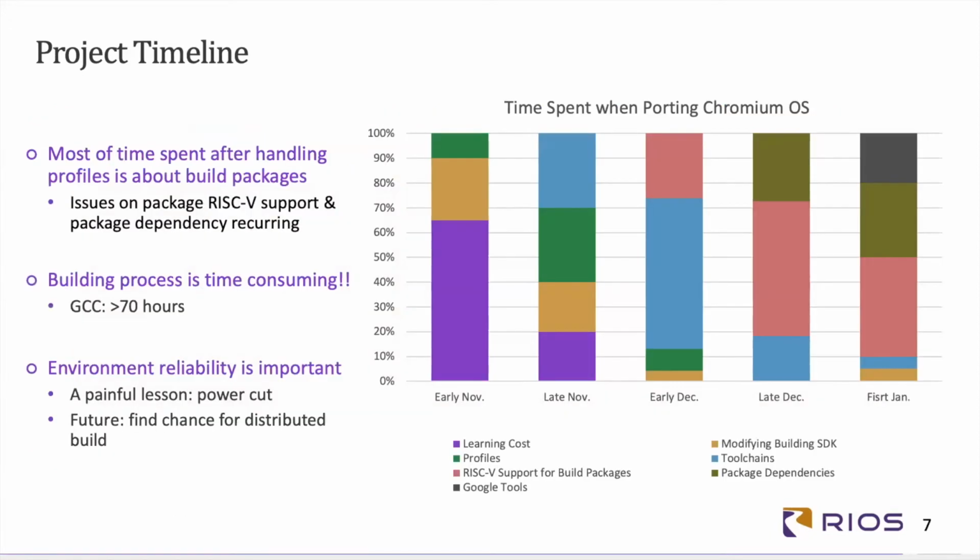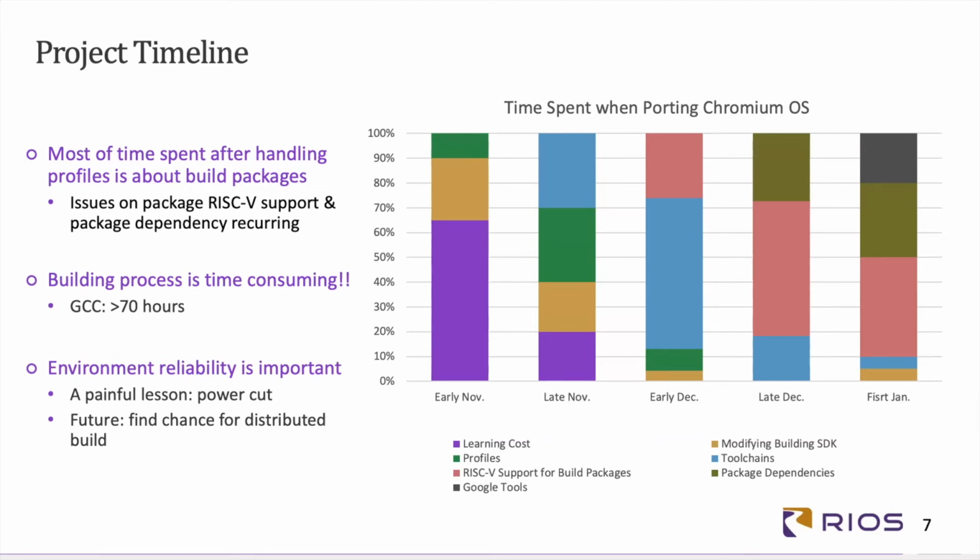During our whole porting experience, my main timeline is like this. I first tried to modify the SDK script, since we need to modify the SDK from the very beginning. And before we enter the chroot environment, we need to adjust the profiles, just like this green matrix. After handling the profiles, the main part of our time is spent building packages, including the toolchain packages, adding RISC-V support, and dealing with package dependencies.